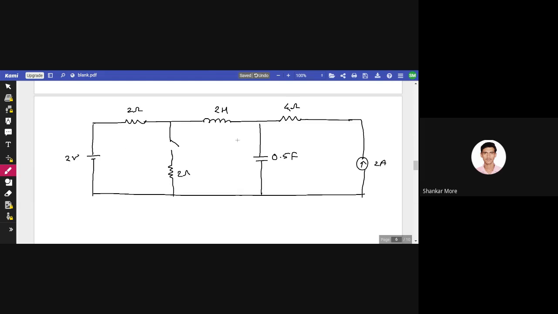Now here, if you can see, inductor is there, capacitor is there. Okay. So first of all, what we have to do, we have to calculate current in the inductor and voltage across the capacitor in our usual manner and usual fashion. तो यहां पर अगर आप देखोगे तो करंट सोर्स और वोल्टेज सोर्स दोनों कनेक्टेड हैं इंडक्टर और कैपेसिटर से.